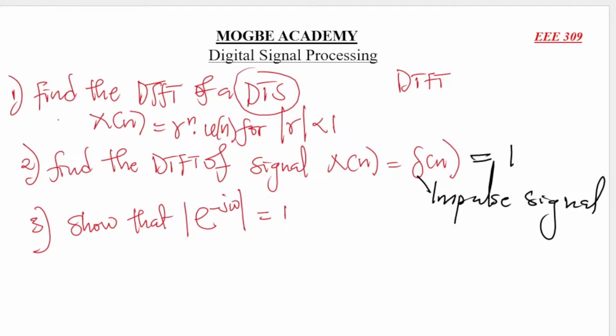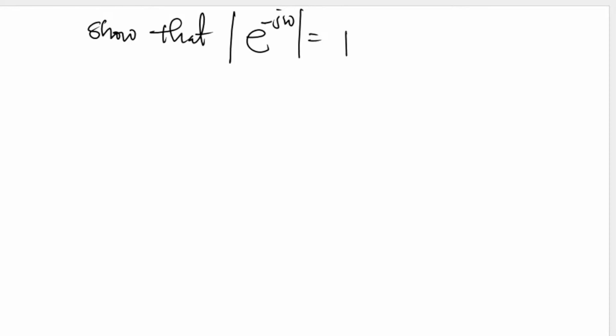Now let's consider the last question there. From the question we are given, we are asked to show that the absolute of exponential minus jw will be equal to 1. Now what are the parameters here? This is exponential, this is our imaginary part, and this is called your angular velocity. Are we together? And they said when you take the absolute of this, it will be equal to 1.